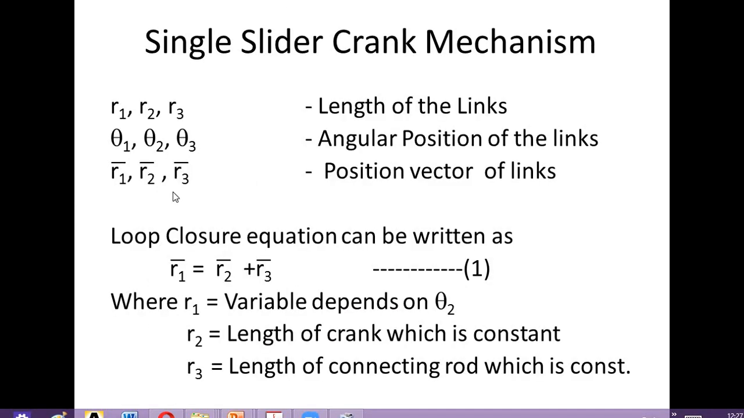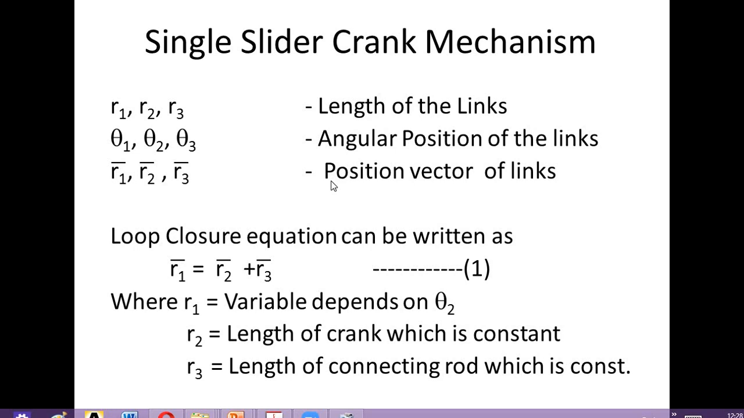In this slider crank mechanism, let R1, R2 and R3 represent the lengths of the links: the fixed link, crank and connecting rod. Theta 1, theta 2 and theta 3 are the angles made by these links, which give the angular position of the links. R1 bar, R2 bar and R3 bar are the position vectors of the links.